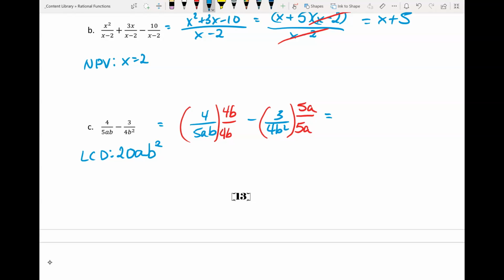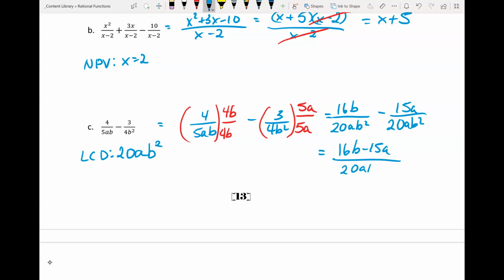So in our numerator for our first rational, we're going to have 16b because we just multiply across. And then our denominator, we're going to get back the LCD that we wanted. In our second rational, 3 times 5a is 15a. And then we get back our LCD. Now we're going to subtract our numerators. And I'm just going to leave it as 16b minus 15a all over 20ab squared.